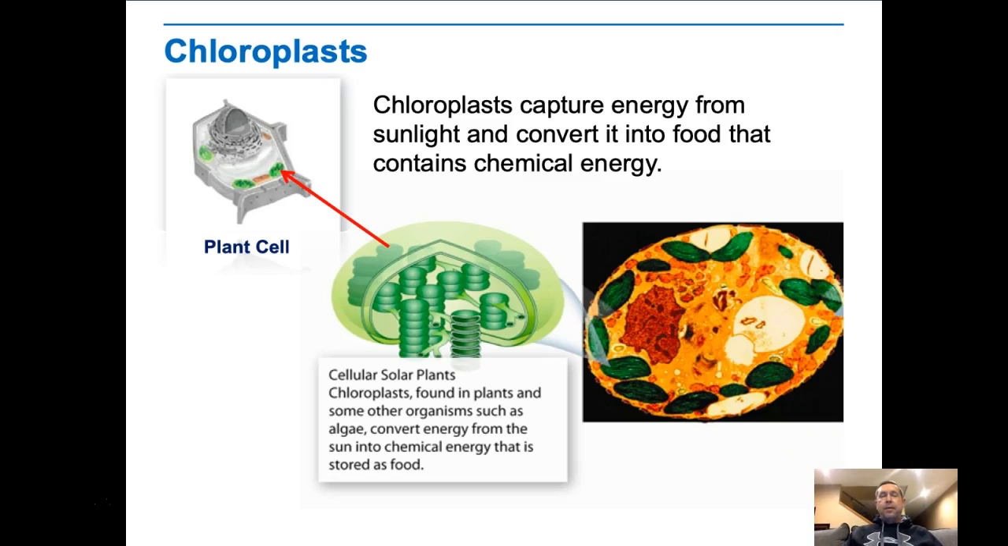Chloroplasts are only found in cells that do photosynthesis, so we're talking about things like algae and plant cells here. Chloroplasts capture energy from sunlight and convert it into food that contains chemical energy through the process of photosynthesis.